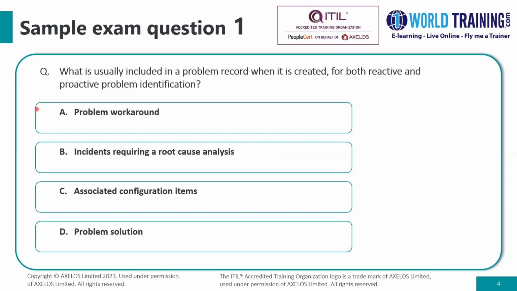The options here are A, problem workaround, B, incidents requiring a root cause analysis, C, associated configuration items, and D, problem solution. So when a problem record is created, which of these is included for both reactive and proactive problems? I will pause for a moment to allow you to think about it before I explain the answer.